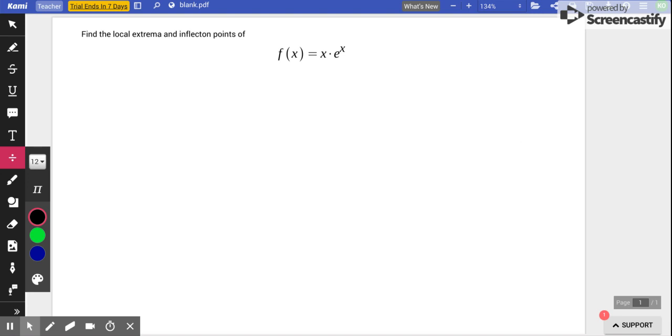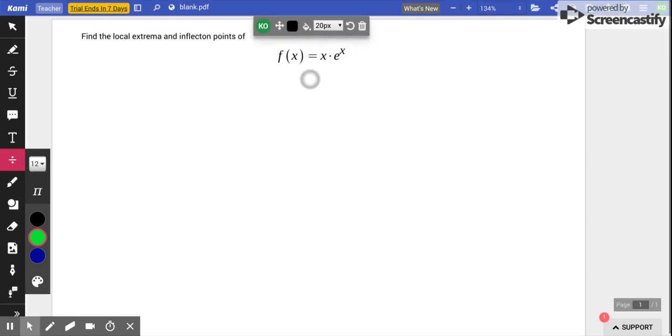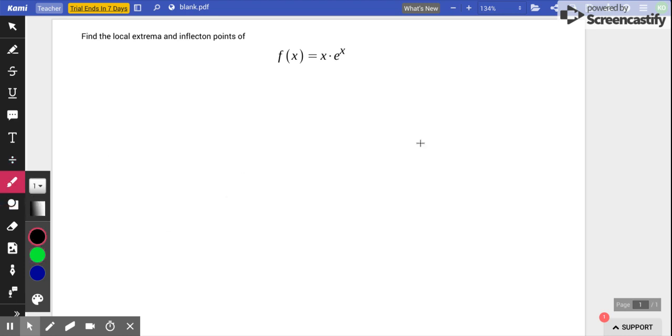All right, so one last example in terms of finding the local extrema and the inflection point. For this one, we have the function f of x equals x times e to the power of x. Something that's maybe a little bit more interesting just because here we have a power rule.